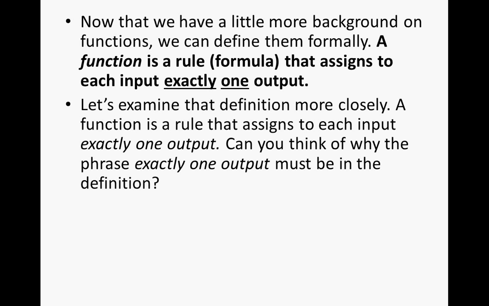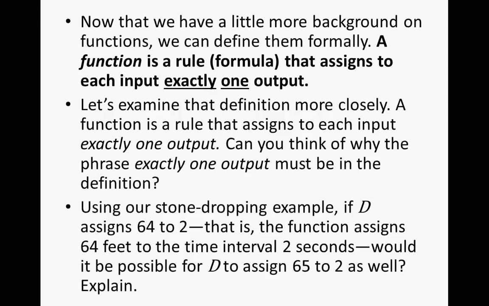So let's examine that definition more closely. A function is a rule that assigns to each input exactly one output. Can you think of why the phrase exactly one output must be in the definition? Well, using our stone dropping example, if d assigns 64 feet to 2 seconds, that is, the function assigns 64 feet to the time interval of 2 seconds, would it be possible for d to assign 65 feet to 2 seconds as well?